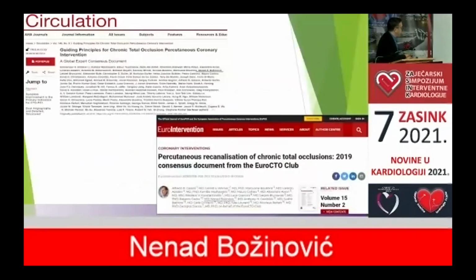And in 2019, 2 documents appeared for CTO recanalization: the guiding principles for chronic total occlusion percutaneous coronary intervention, a global expert consensus document, of which I'm a part, and it's my pleasure to be a part of this, and also another percutaneous recanalization of chronic total occlusion consensus document from the EuroCTO Club from 2019. These 2 papers describe step by step how we can enter the CTO and how we can resolve CTO recanalizations.